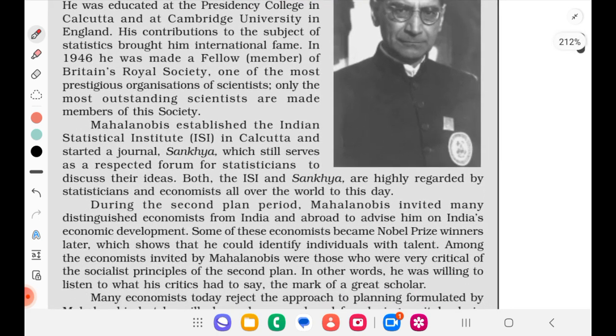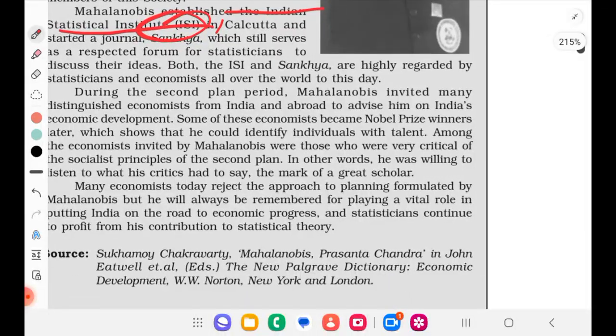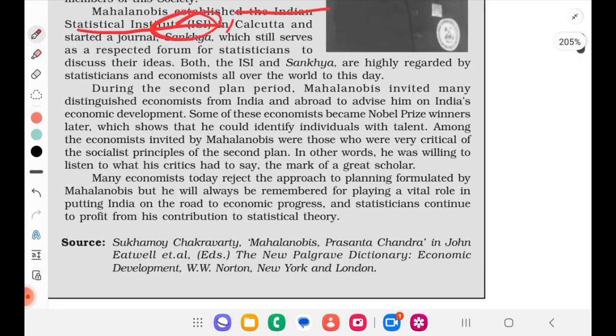Mahalanobis established the Indian Statistical Institute in Calcutta and started a journal, Sankhya, which still serves as a respected forum for statisticians to discuss their ideas. Both the ISI and Sankhya are highly regarded by statisticians and economists all over the world to this day. During the second plan period, Mahalanobis invited many distinguished economists from India and abroad to advise him on India's economic development. Some of these economists became Nobel Prize winners later, which shows that he could identify individuals with talent.